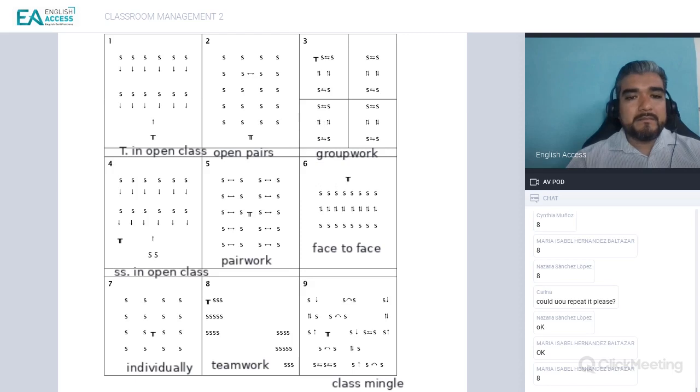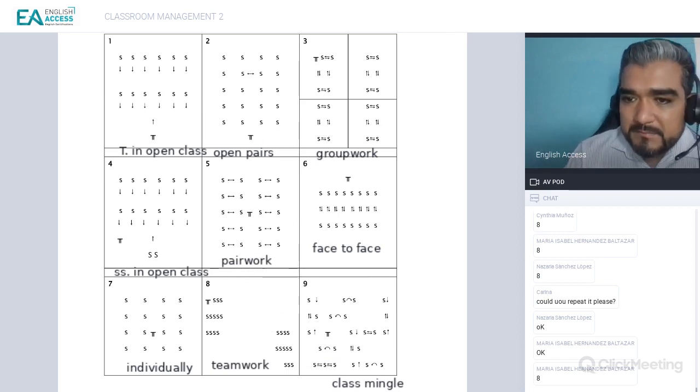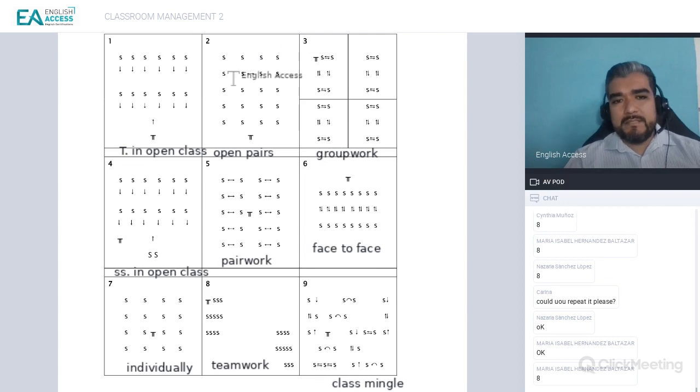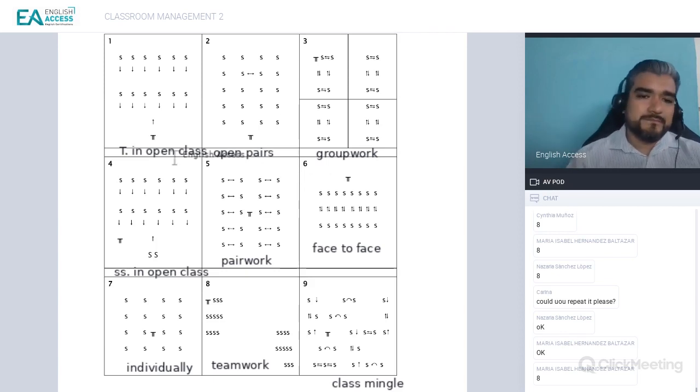So open pairs. It's two students that represent something to the whole class. Pair work is also called closed pairs, face to face. Students in open class, individually, class mingle. So these are the different interaction patterns. This can help you for your lesson planning a lot. Instead of saying my students are going to work in teams of 4, you can say only group work, or class mingle, and so on.